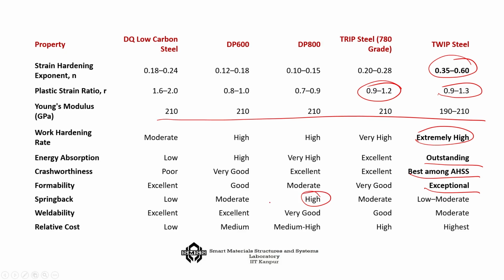Spring back is important to give dent resistance. Even if there is a dent, it should be like a Coke can, it will snap back. So, that DP 800 has that property. Weldability wise, DP 600 is excellent, DQ low carbon steel is excellent, but these other groups do not have good weldability, particularly for spot welding. And relative cost wise, you see these are very high, whereas the cheapest one is the DQ low carbon steel.